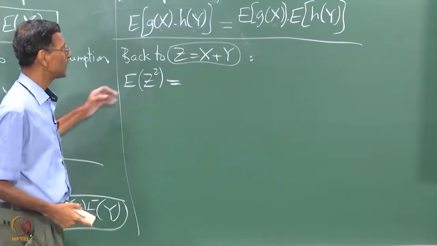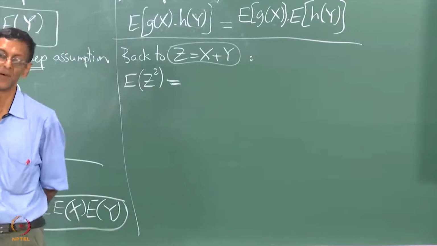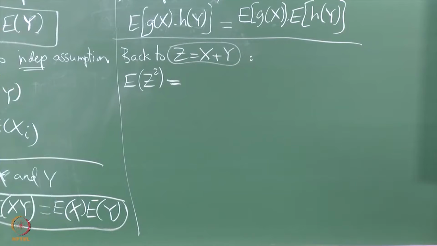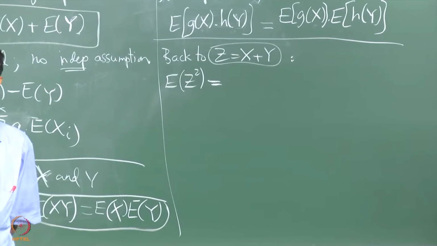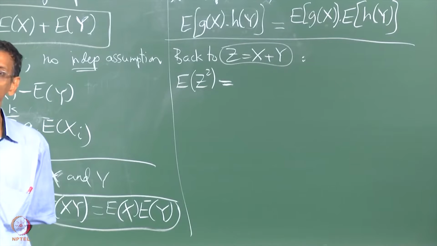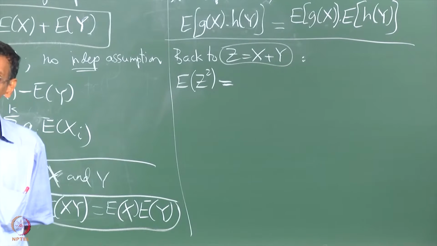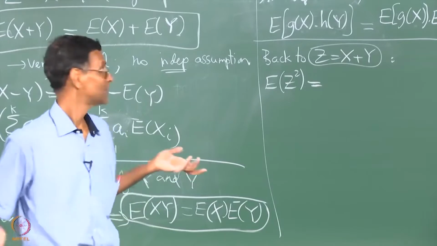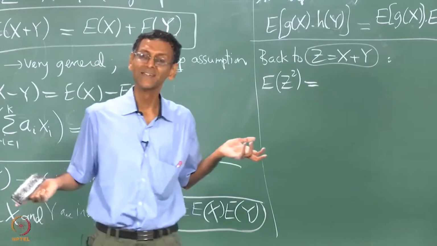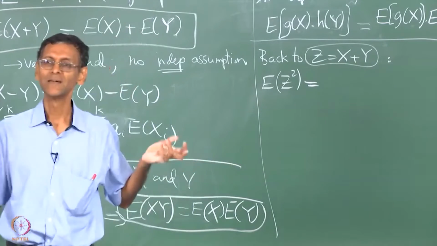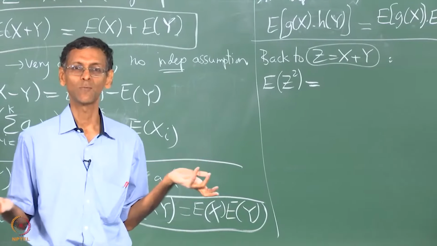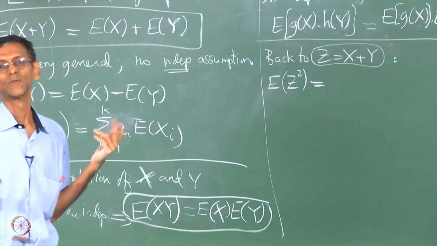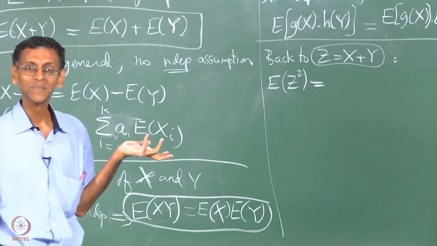Remember, we are only dealing with numbers, random variables are after all numbers, so algebra always applies. Z squared is x plus y whole squared, which is, surprise surprise, x squared plus 2xy plus y squared. 7th standard identity brought back to use in the form of random variables. Any problem?